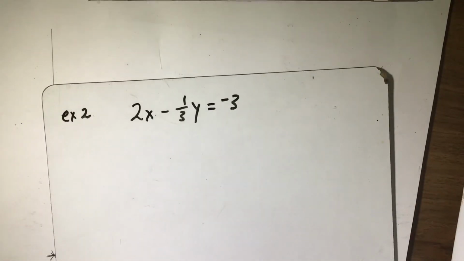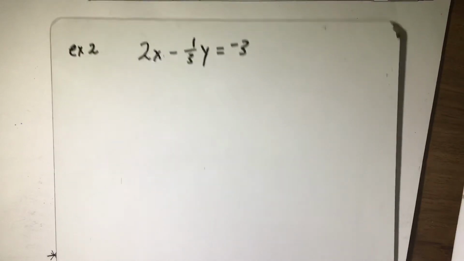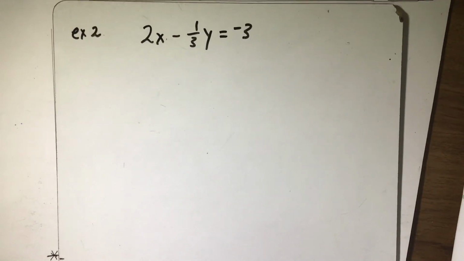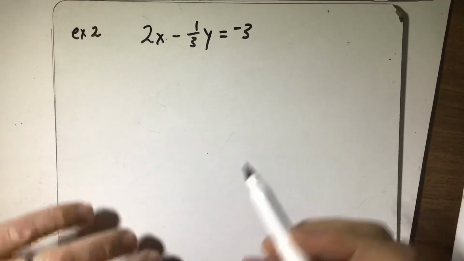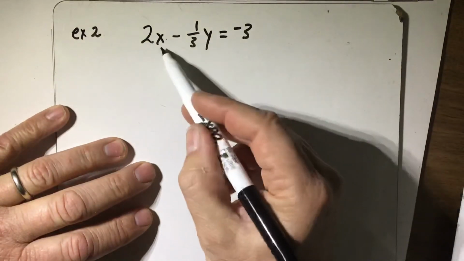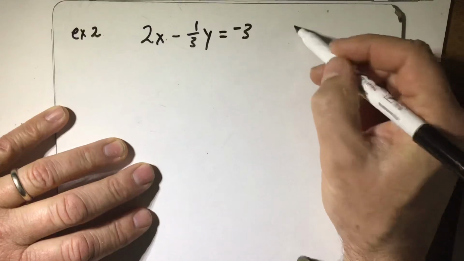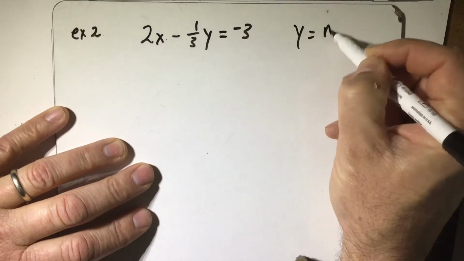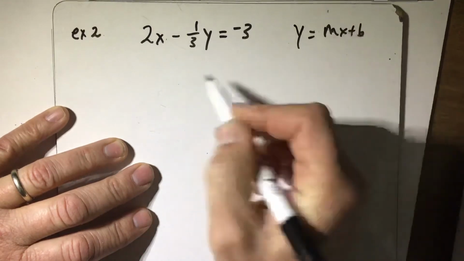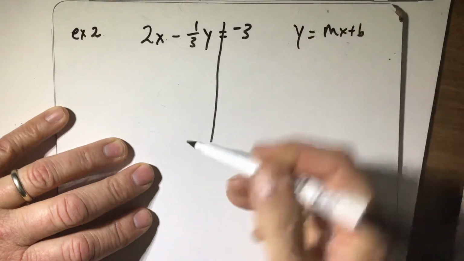Now I want to show you one other example. This was on that other video I posted. I do it a little differently than the guy on that other video. He's correct, but I just always do it this way. So here's the standard form, 2x minus 1/3 y equals negative 3. I want y equals mx plus b, so I have to solve this for y, basically.